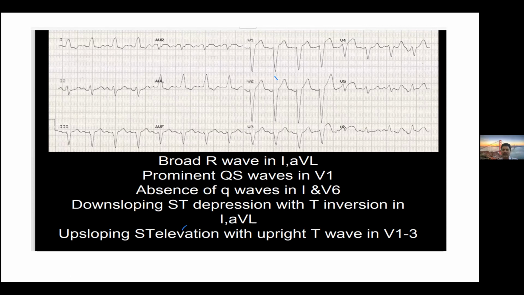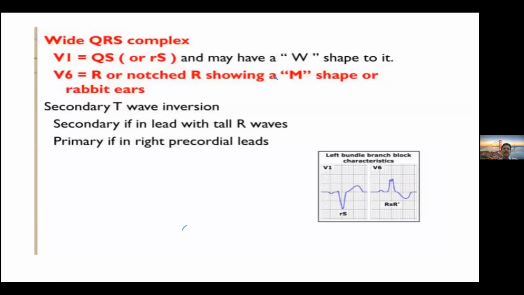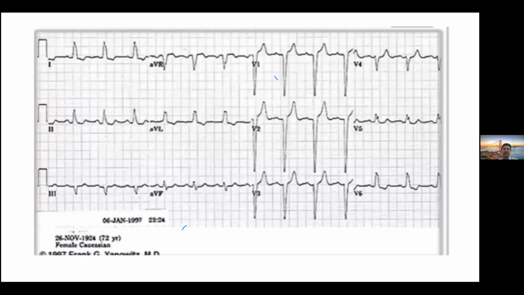Now you understand why it is simple LBBB. So wide QRS complex, in V1 it is predominantly QS. R may have a W shape in it because it is very wide. In V6, the R is notched, showing an M pattern like this, and it is wide, always fully positive. Secondary ST-T changes happen because of the wide depolarization and secondary abnormal repolarization.